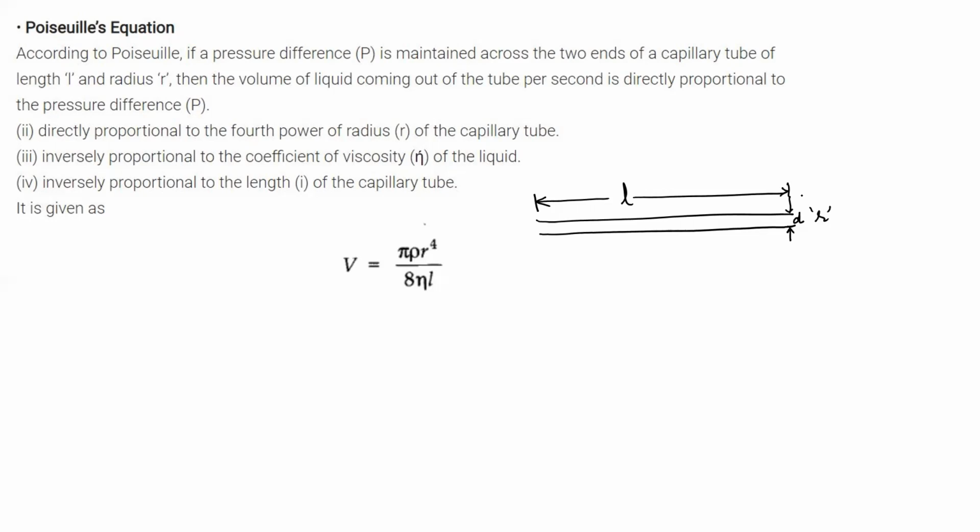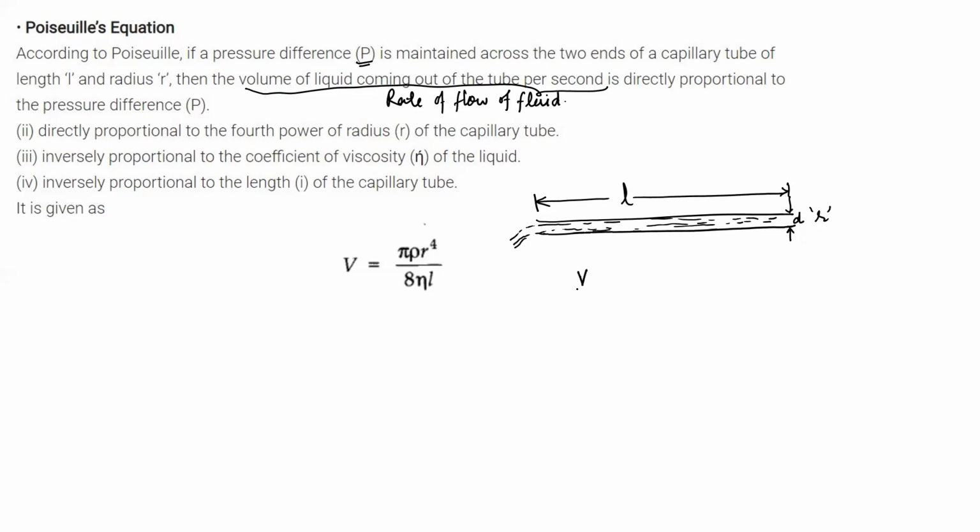So according to Poiseuille, suppose the fluid is flowing from right to left. That means there will be a pressure difference from the right side of the pipe to the left side of the pipe, and that pressure difference is given by P. The volume of the fluid coming out of the tube per second is called the rate of flow of fluid.